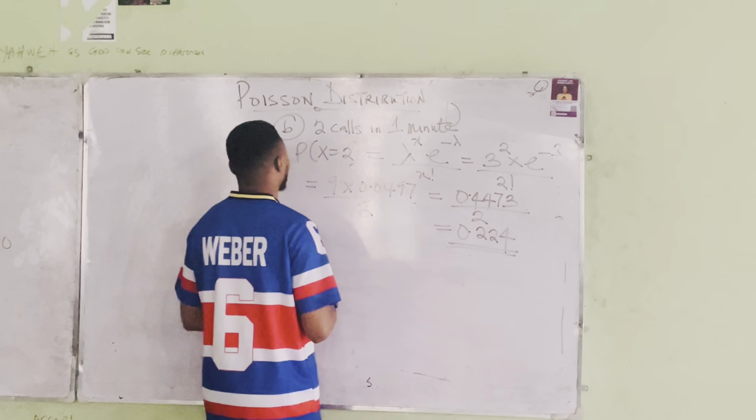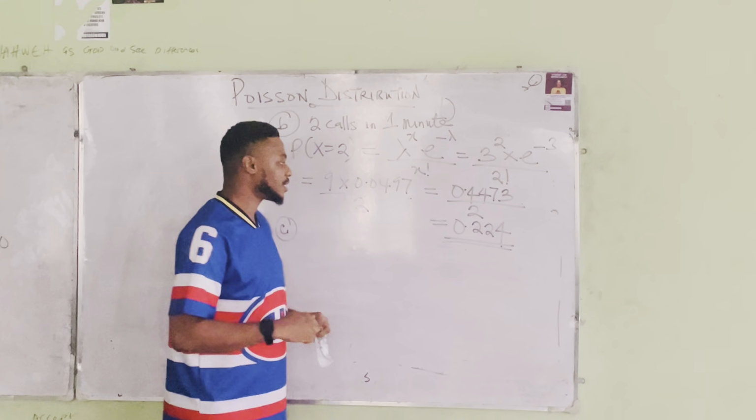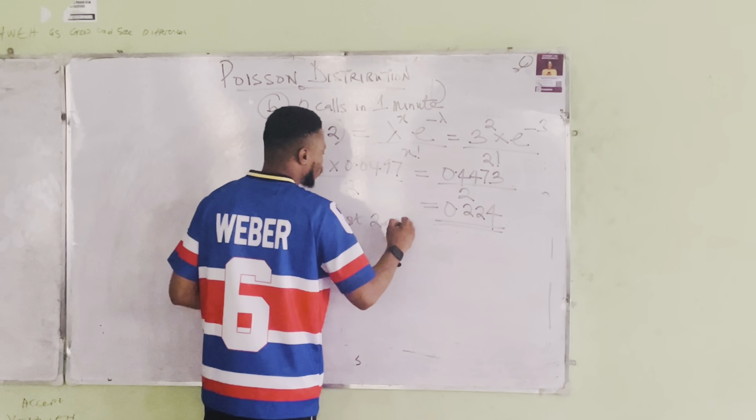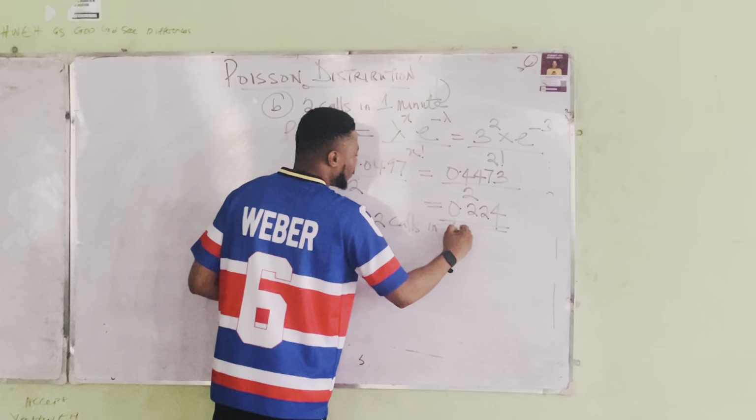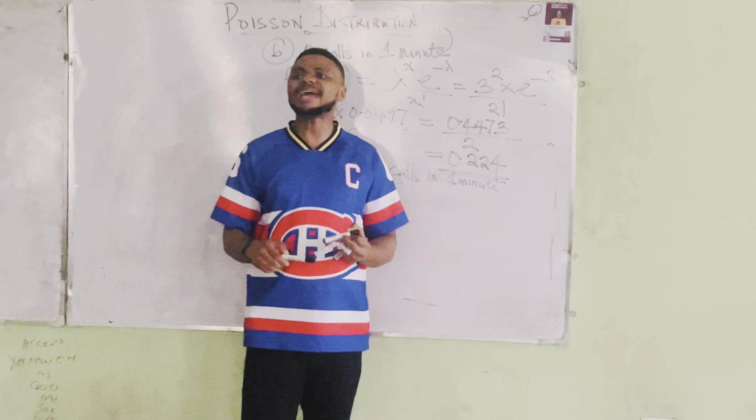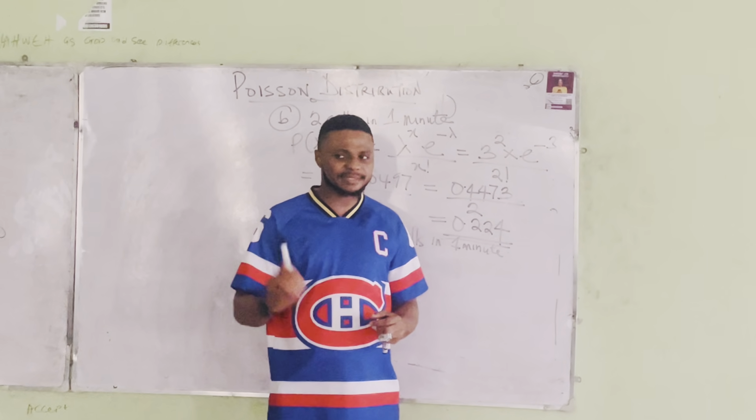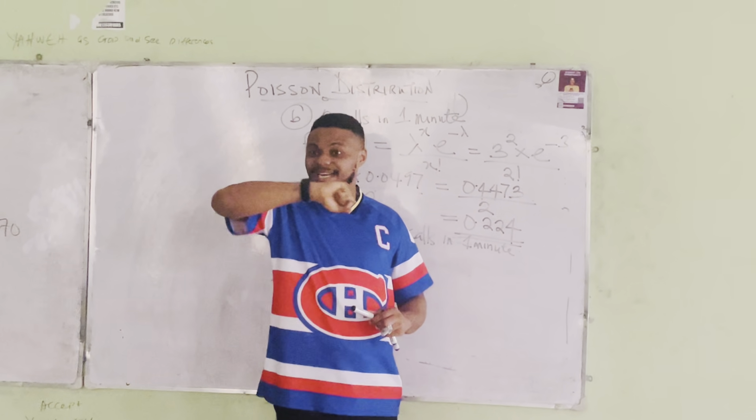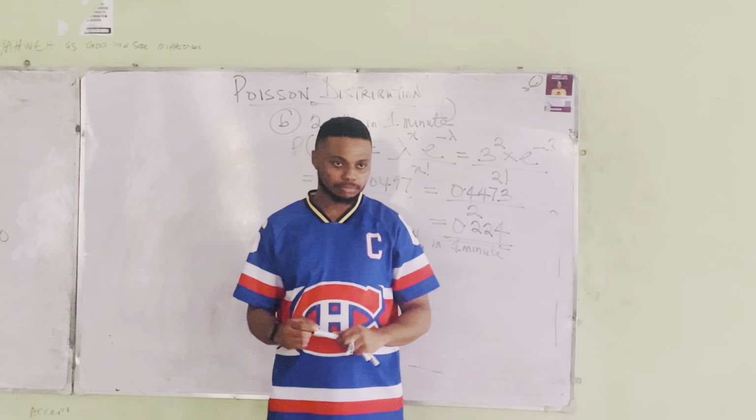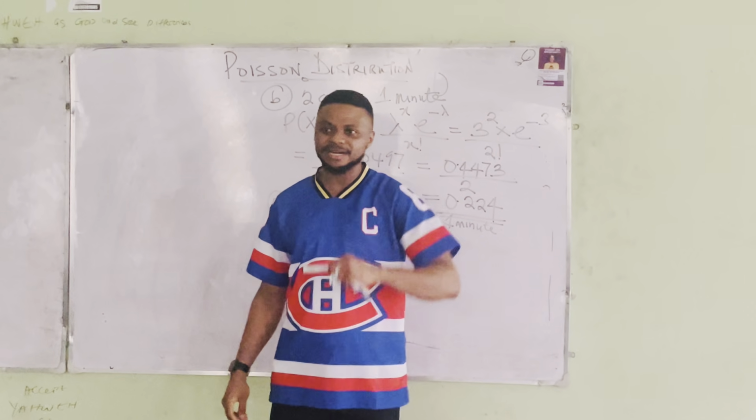The next one is what? C is what? At least 2 calls in 1 minute. Now look at this, guys. Whenever you are doing any probability distribution and you say "at least," you use the greater than or equal to sign. "At most," you use the less than or equal to sign. At least, greater than or equal to. At most, less than or equal to.